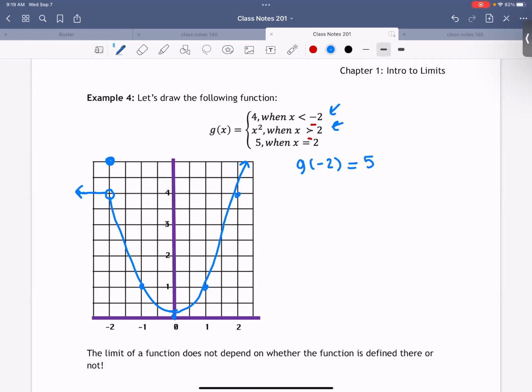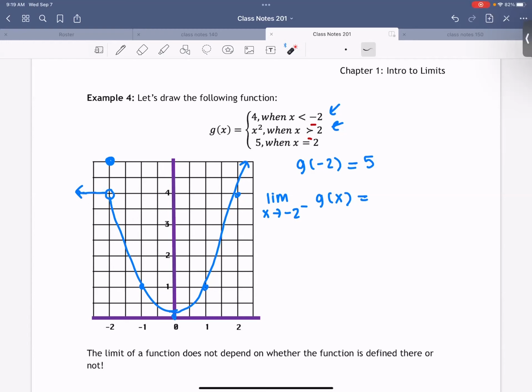5, right? The function is actually 5 at -2. Let's talk about the limits. As x is approaching -2 from the left, so we're getting closer and closer to -2, what is the y value doing? What are we getting closer to, Cole? It's getting closer to 4, right?